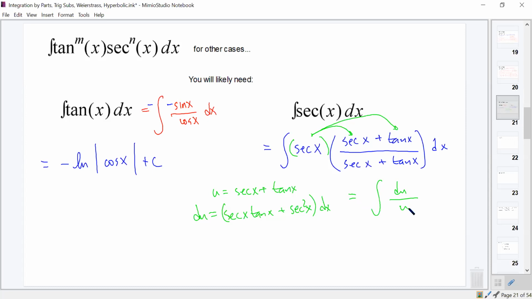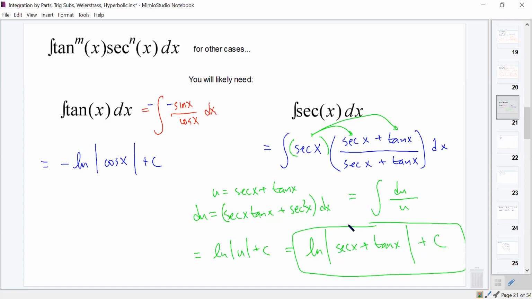Okay, so the integral of du over u is just natural log absolute value u plus your constant, or natural log absolute value of secant x plus tangent x plus a constant. So this is another integral that you're going to want to have memorized. Okay. Integral of secant is natural log absolute value secant plus tangent plus a constant. Good or no?